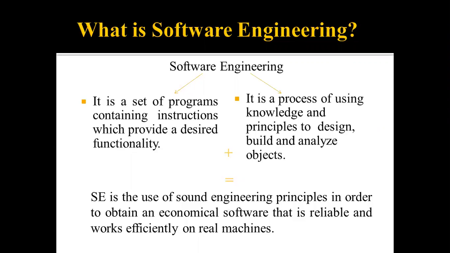Now we'll combine the two definitions and come to the term software engineering. Software engineering is the use of sound engineering principles in order to obtain an economical software. Economical means inexpensive. Reliable means we can depend upon that software, and it works efficiently on real machines. So by software engineering, we make use of certain principles so that we achieve a software that is cheap, on which you can depend, and that works efficiently on real-time machines.